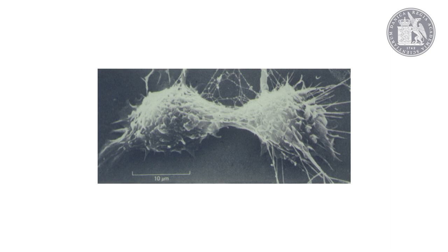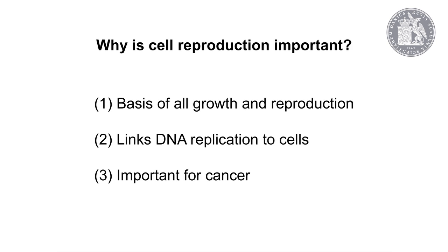And here you'll see a picture of a dividing cell. It's a dividing cell derived from your bodies. It's a human fibroblast cell. And you can see it dividing into two masses. And this is the basis of all reproduction of all living things. Now, why is it that this process is important? Well, there are three reasons I want to give to you.